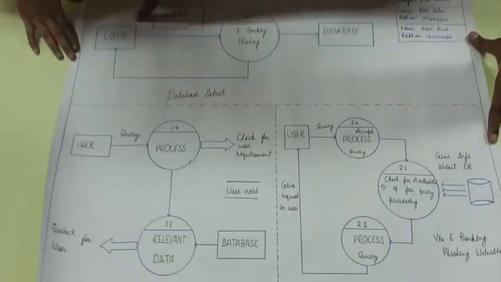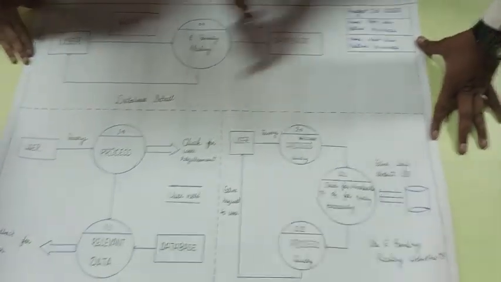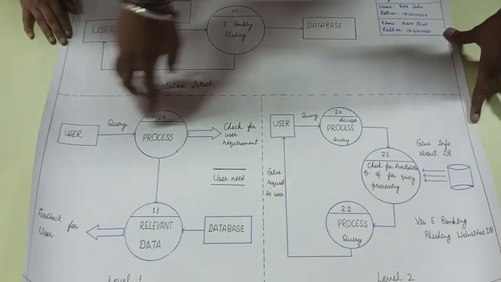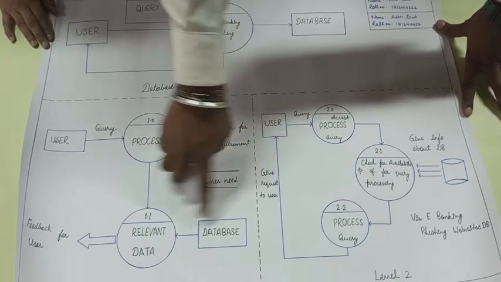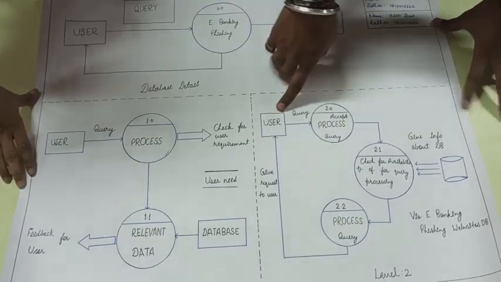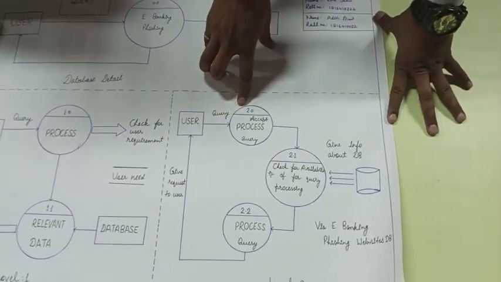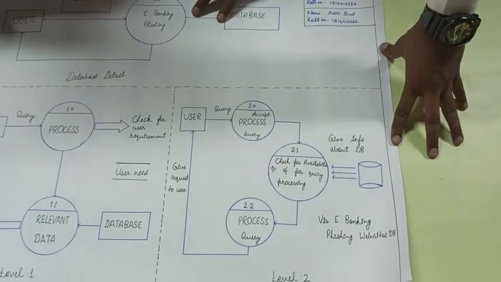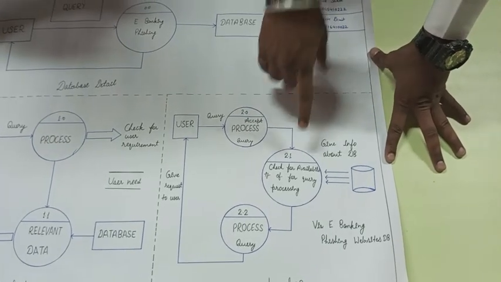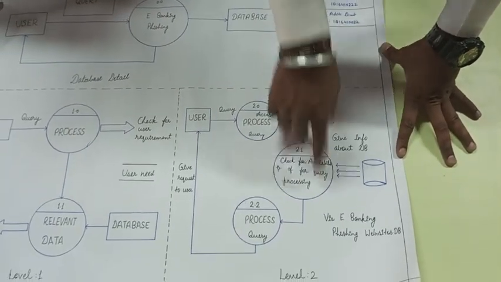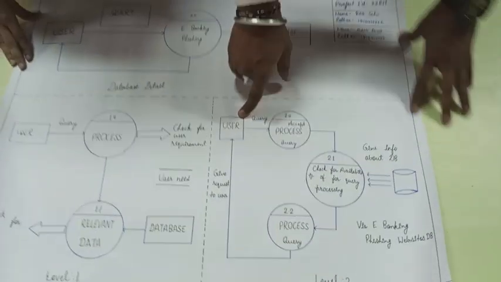A user will first register to our e-banking phishing portal, then it will be stored in the database at level one. Then when the user logs in, the system will check the requirement, and when the data is relevant, it will fetch from the database and open it for the user. In this diagram, the user will process any query that is accessible after logging in. Then it will check that it is a relevant query for the user. If it is relevant, then the query will be processed and it will give the result to the user.